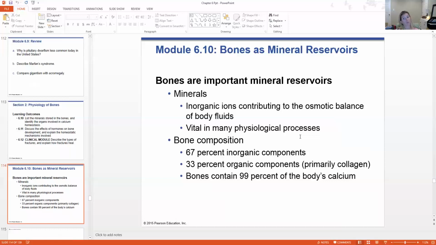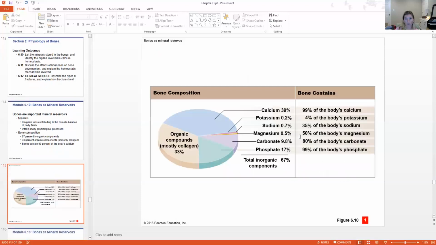There are other inorganic and organic components that our bodies need. So again, the majority of it is collagen in terms of protein or the organic components, but the inorganic components are hugely important. The majority of it is calcium, but again, other things are there. So let's talk about other things that are in our bones. As I mentioned, potassium, sodium, magnesium, carbonate, phosphate, all contained in our bones.